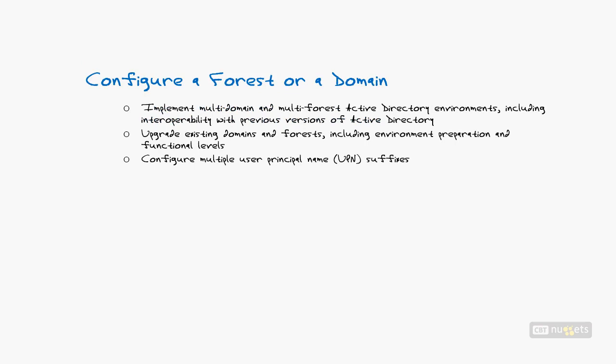When you're talking about just building domains and implementing multi-domain, multi-forest, just be aware of what the reasons are, or what the permissions are that you need to have, and also some of the requirements you have to have, as it says here, for interoperability with previous versions of Active Directory. Now, this takes us into the second objective here, about upgrading existing domains and forests, including the environment protection and the functional levels, because the functional levels directly relate to what we think of as the previous versions of Active Directory.